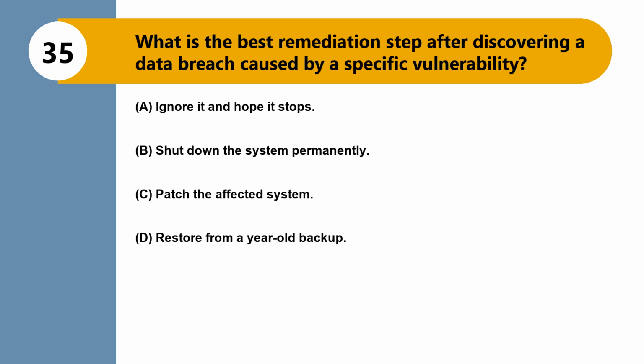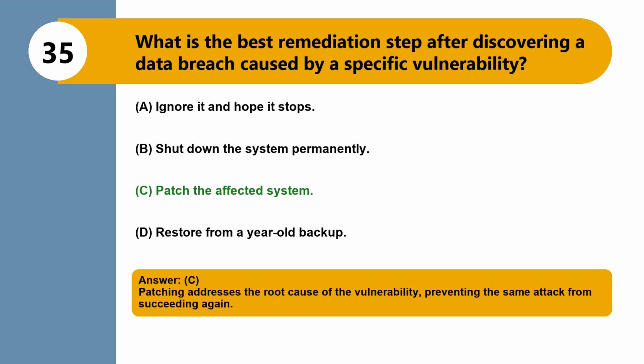Question 35. What is the best remediation step after discovering a data breach caused by a specific vulnerability? Option A, ignore it and hope it stops. Option B, shut down the system permanently. Option C, patch the affected system. Option D, restore from a year-old backup. The correct answer is option C, patch the affected system. Patching addresses the root cause of the vulnerability, preventing the same attack from succeeding again.